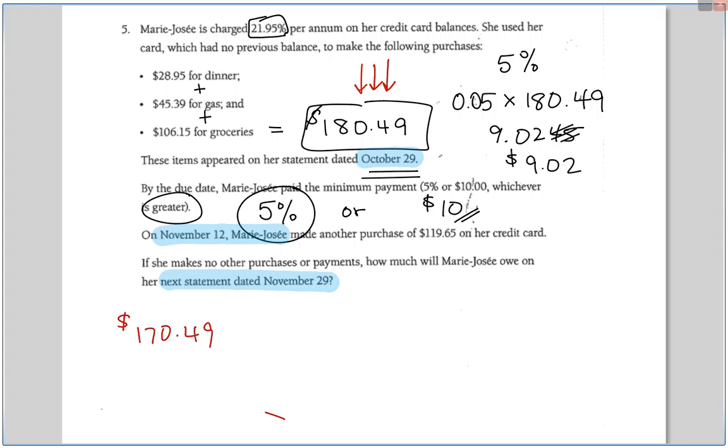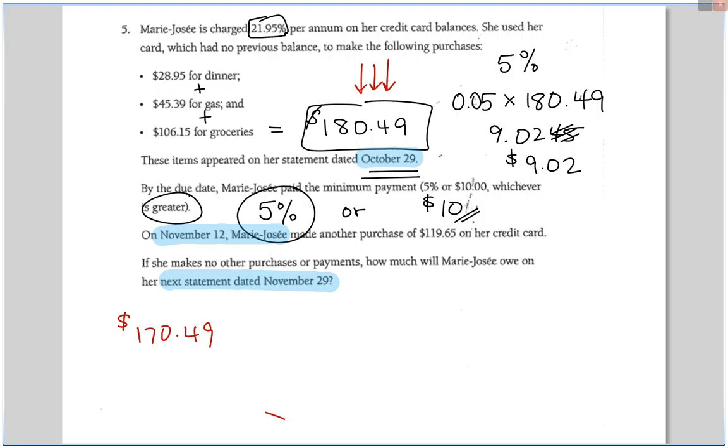And then what does Mary do? She made another purchase, but did she get charged interest on this 170.49? Look at the dates. This is her statement, October 29th. Does she pay it all off?